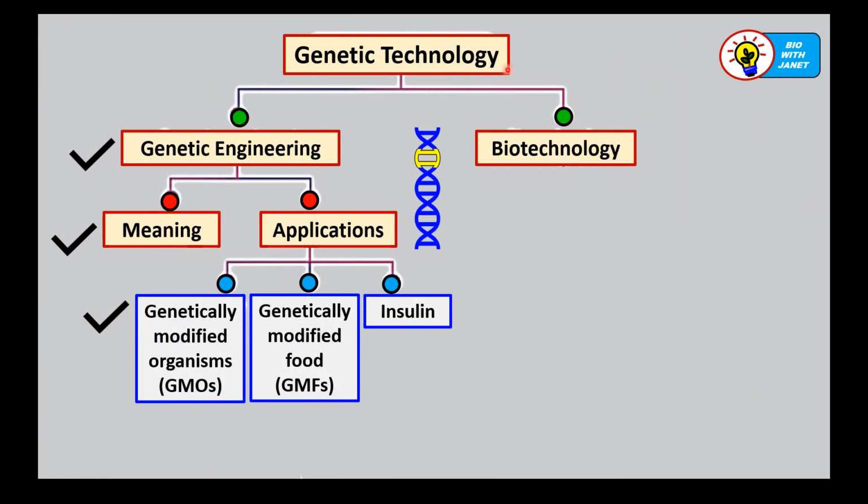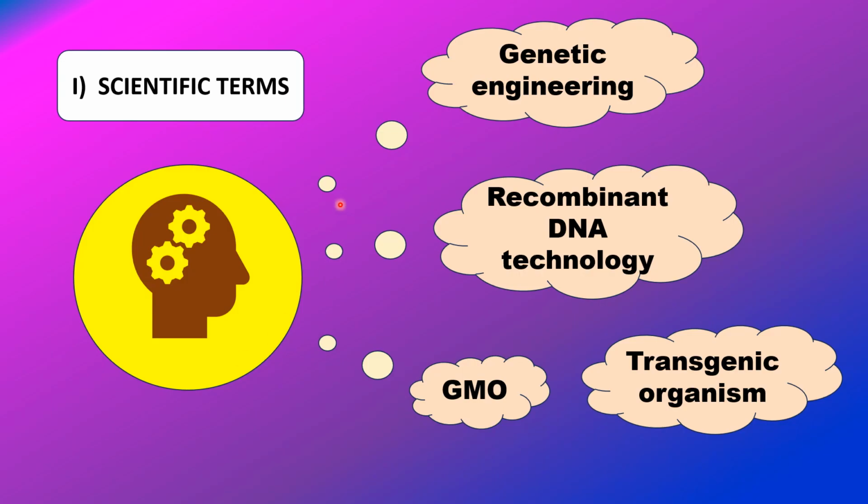Here's the concept map for this chapter, chapter 13, genetic technology. So there are 2 aspects here we are going to discuss, genetic engineering and biotechnology. Let's look at the first part. So we're going to discuss the meaning of the terms like genetic engineering and so forth, and then applications. And we'll focus on the first one, genetically modified organisms. The other 2 will be discussed in another 2 videos. Firstly, we will discuss some important scientific terms like genetic engineering, recombinant DNA technology, GMO, transgenic organism, and so forth to help us understand this topic better.